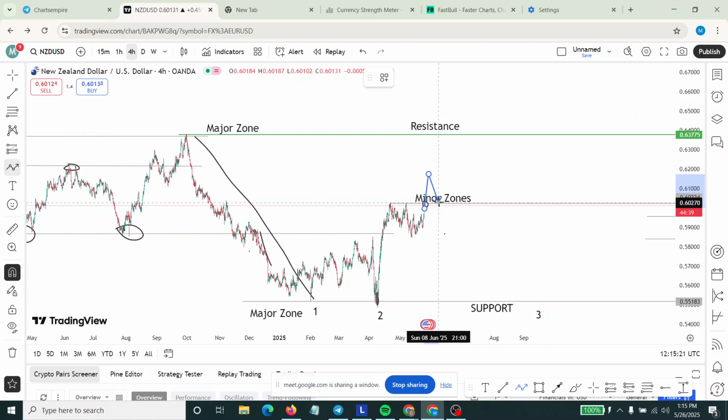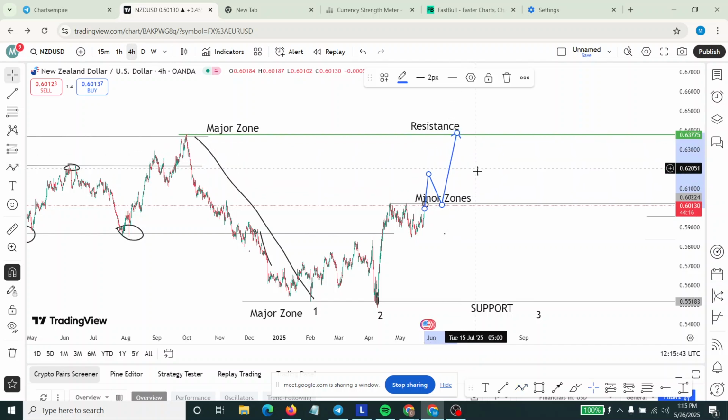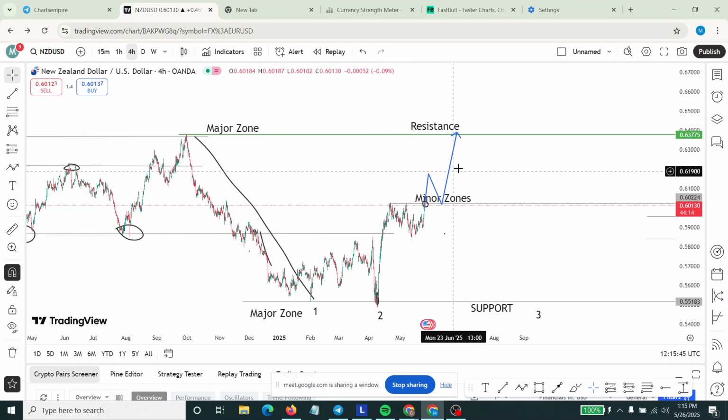We want to wait for a pullback to test that breakout zone, because before this pullback, this was a resistance. So once we break out of it, we are anticipating the resistance to turn into what? A support. So once it turns into a support, we are eyeing the market to go all the way to the overall major resistance. You understand?